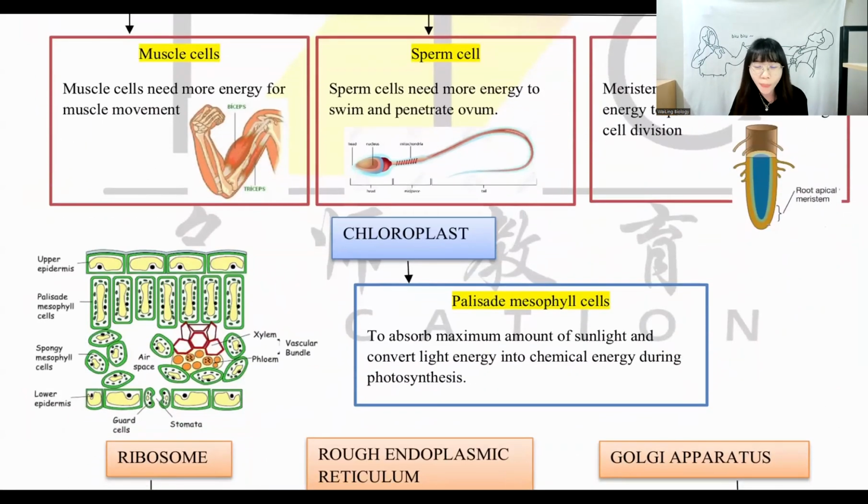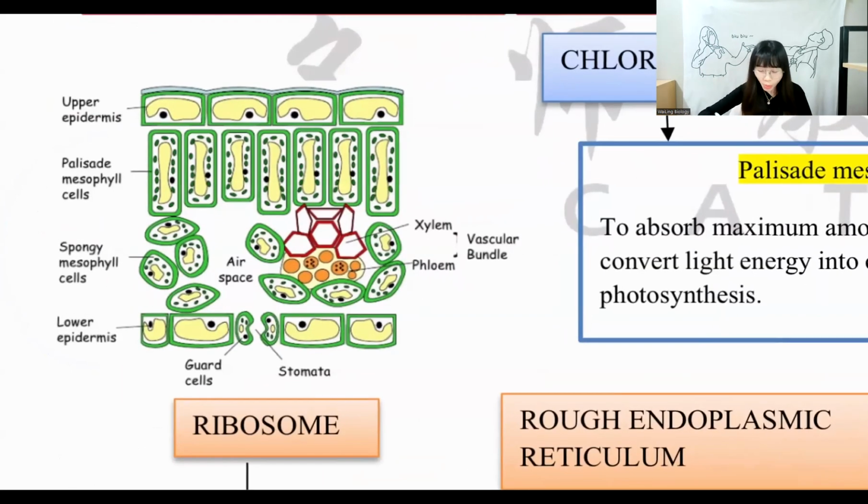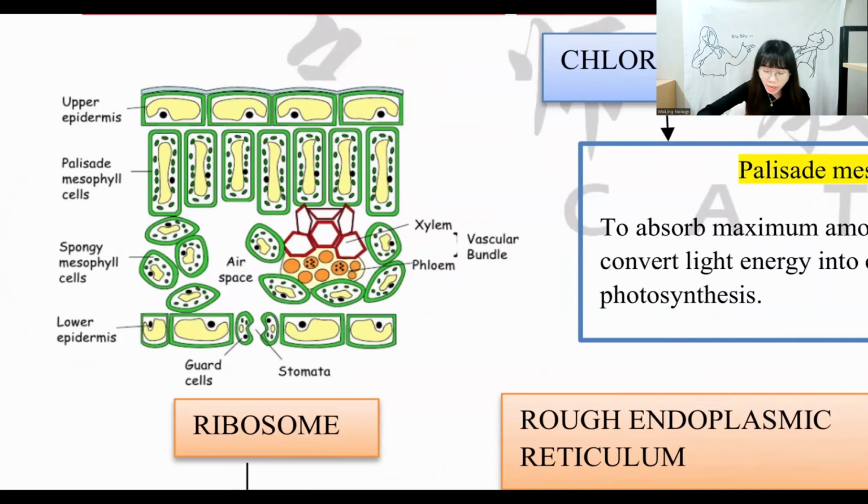Next, we have chloroplast. Chloroplast has chlorophyll, right? They are able to carry out photosynthesis. This is a leaf. The part that has a lot of chloroplast will be the palisade mesophyll cell. This is a structure of leaf. We have upper epidermis, not important, but palisade mesophyll cell, very important. Palisade mesophyll cells arrange closely and upright. They are able to trap a lot of sunlight to carry out photosynthesis.